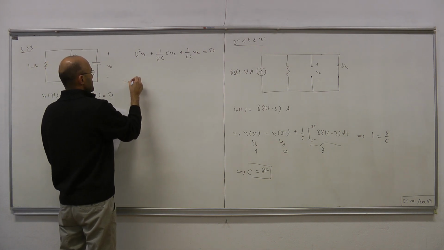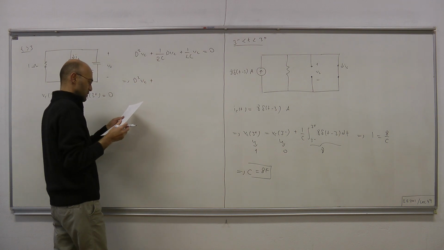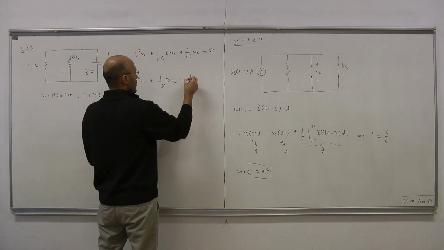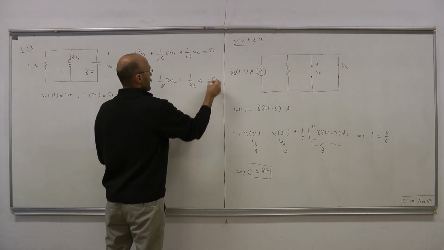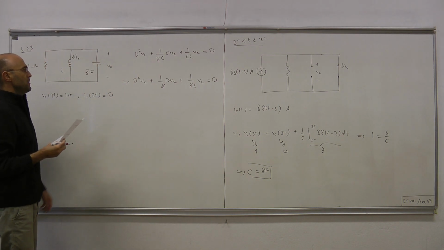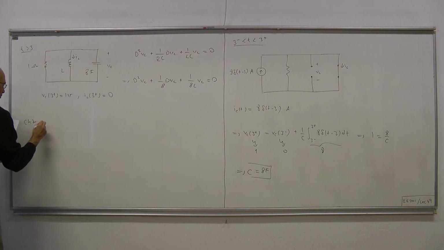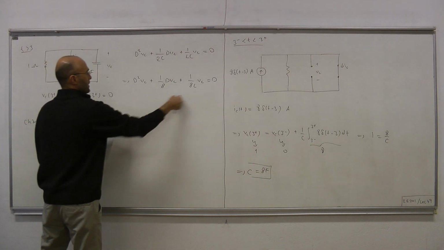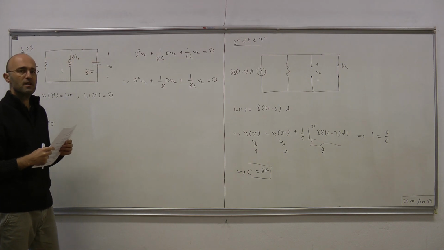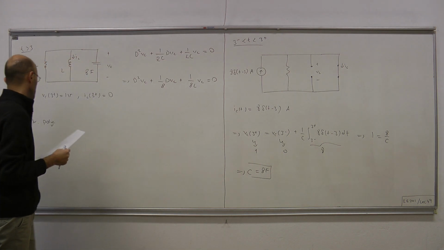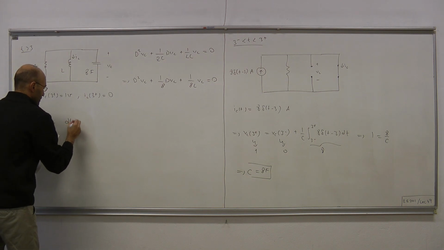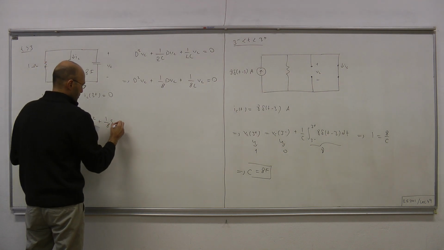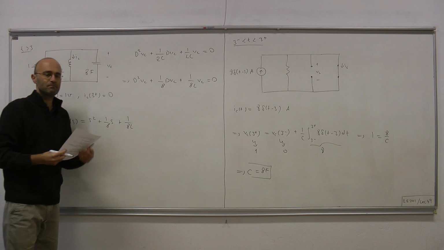So that yields d squared Vc plus 1 over 8 dVc plus 1 over 8L Vc equals 0. Hence, the characteristic polynomial of the circuit can be determined by looking at the coefficients of the left-hand side in our differential equation. Namely, the characteristic polynomial reads s squared plus 1 over 8 s plus 1 over 8L.